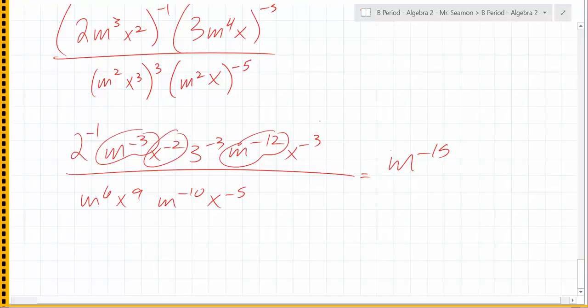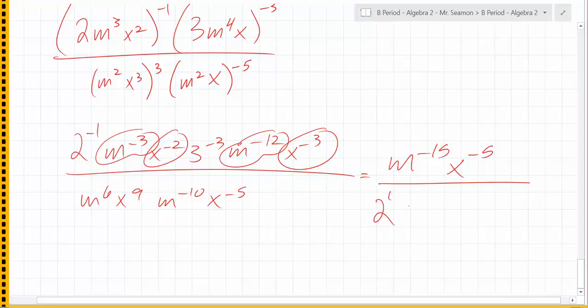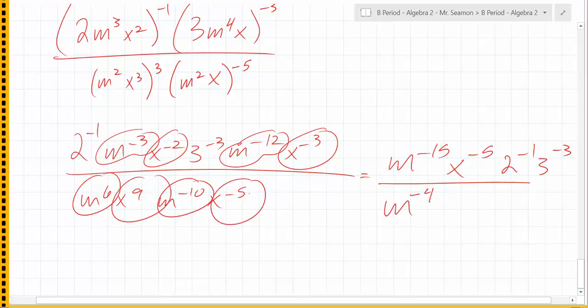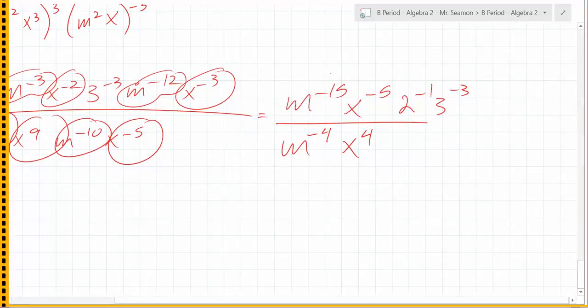What about x to the negative 2 and x to the negative 3? X to the negative 5th. And then you can pop that 2 down below and that 3 down below too. Well, I'll keep it up there. It's fine. 2 to the negative 1 and 3 to the negative 3. What at the bottom? M to the 6th and m to the negative 10. It's going to be m to the what? Negative 4 and x to the 4th. So now you have to match these up.